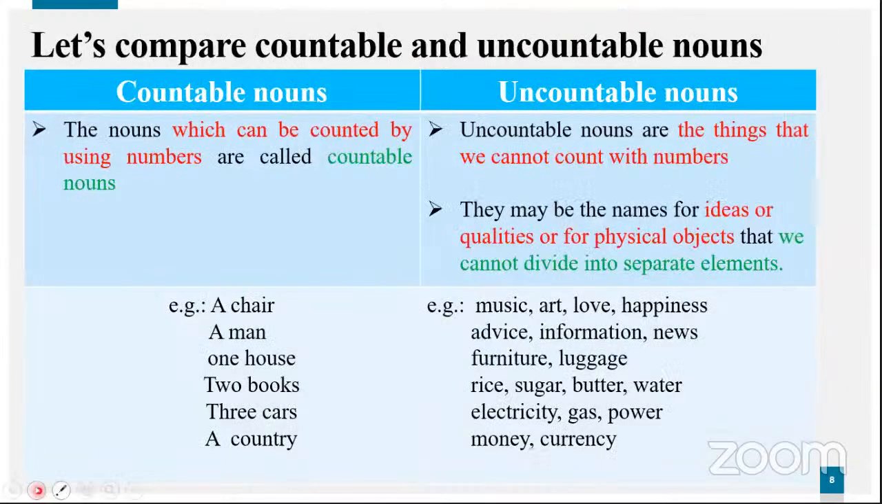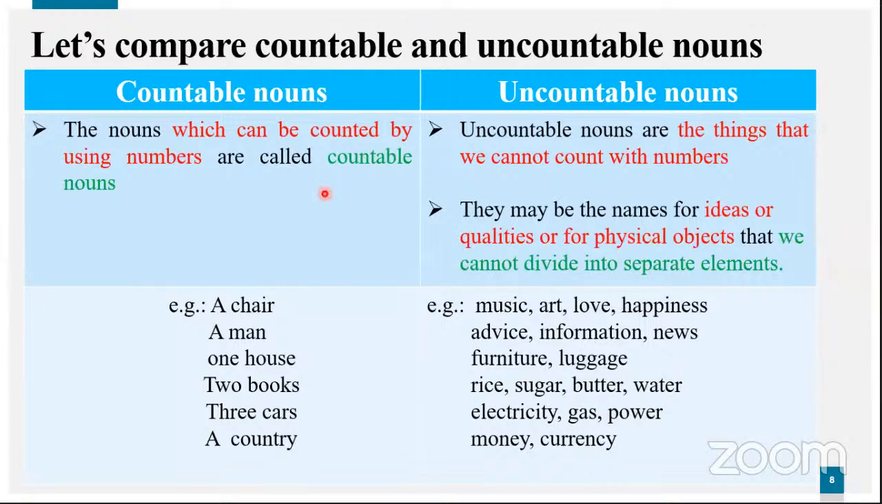Let's compare countable and uncountable nouns. Now listen carefully, my dear students. This part is on countable nouns and this part is on uncountable nouns. Let's read the first sentence. The nouns which can be counted by using numbers are called countable nouns. Now we know what a countable noun is.